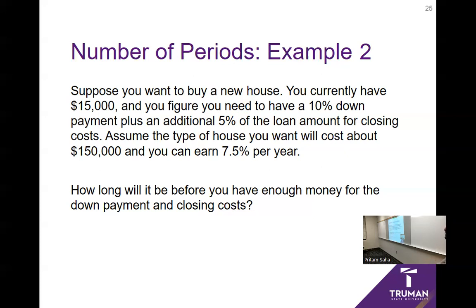So done. How many years are you going to need? 5.6. You all got 5.6? Okay, let's see. So, what is the house price? 150,000. What is the down payment? 10% of 150,000, right? Closing cost.